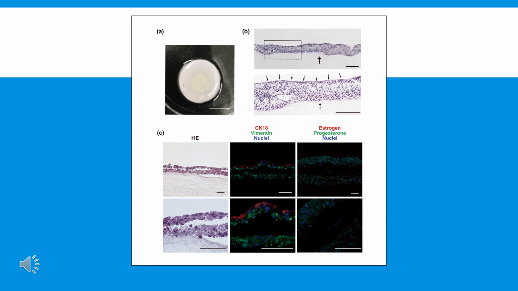This figure is from a paper where the researchers wanted to make a 3D endometrial tissue model. So they took epithelial and stromal cells from rats and made layered cell sheets and placed them in a collagen gel. A is an actual picture of the layered sheets, B is the layered sheets after staining, and C on the right is an immunohistochemical stain.